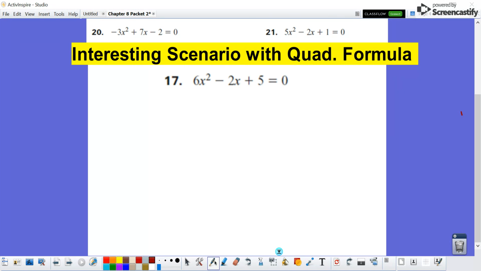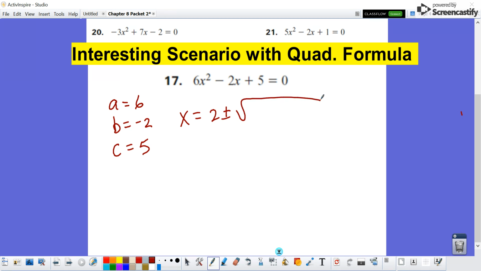So this here is a different scenario with the quadratic formula. You saw number 17. Value of A is 6, B is -2, and C is 5. So when we plug this into the formula, we'll be looking at 2 plus minus the square root of -2 squared minus 4 times 6 times 5, all over 2 times A, so that would be 12.